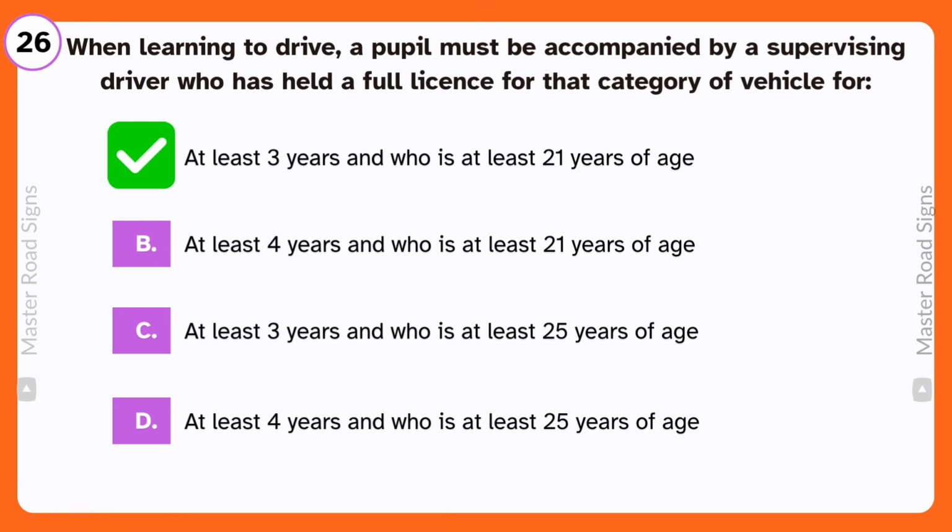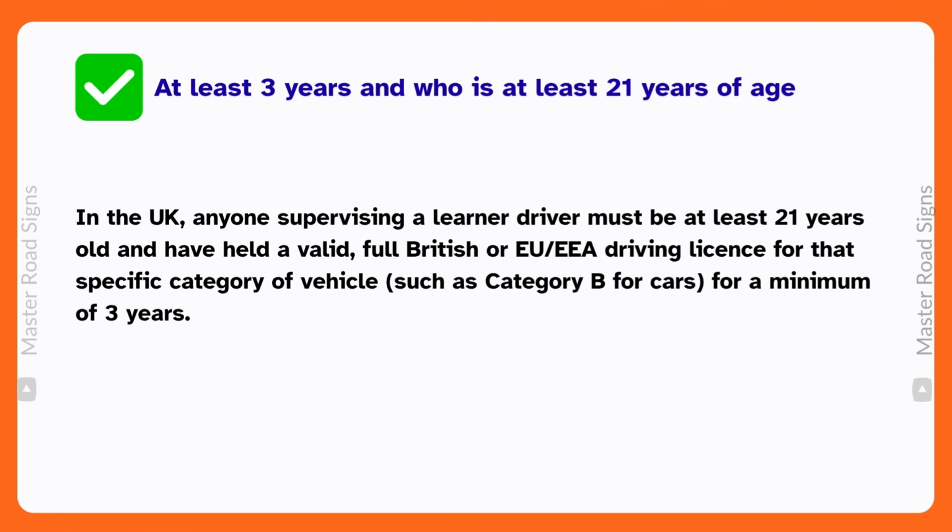Correct answer is option A, at least 3 years and who is at least 21 years of age. In the UK, anyone supervising a learner driver must be at least 21 years old and have held a valid, full British or EU/EEA driving licence for that specific category of vehicle, such as Category B for cars, for a minimum of 3 years.